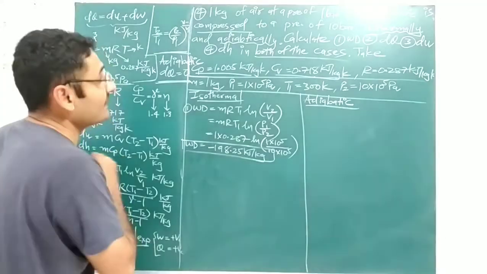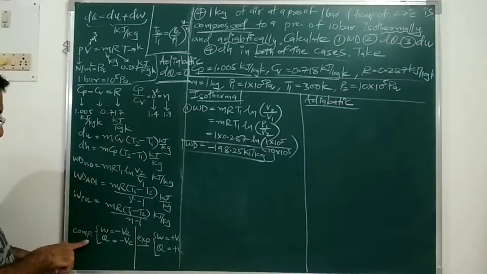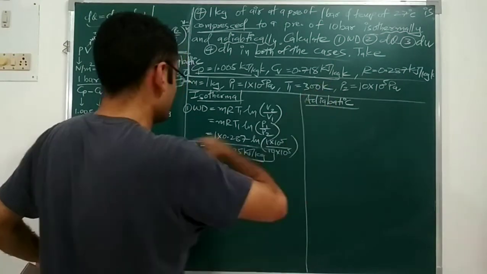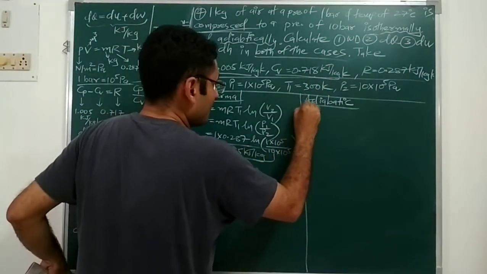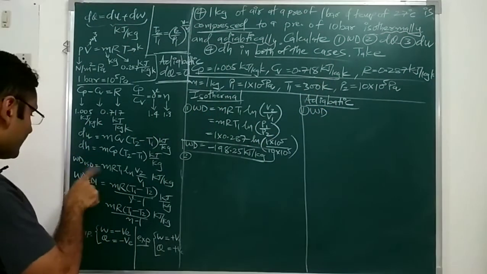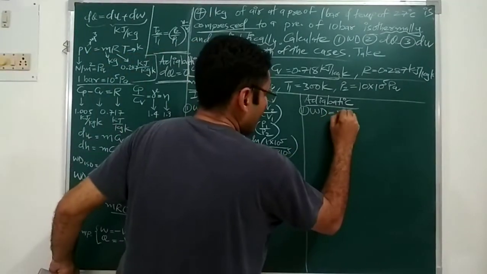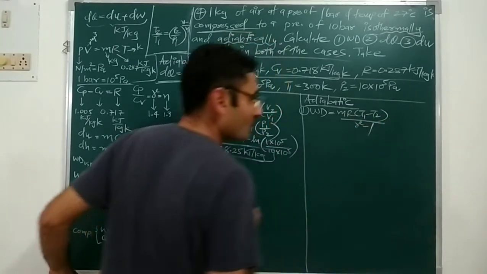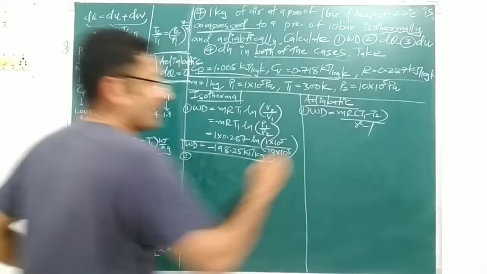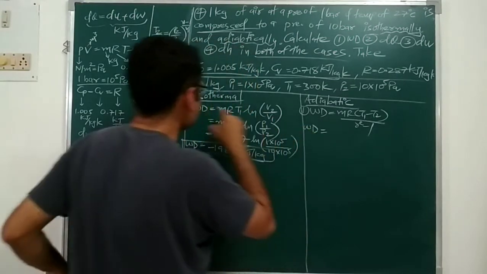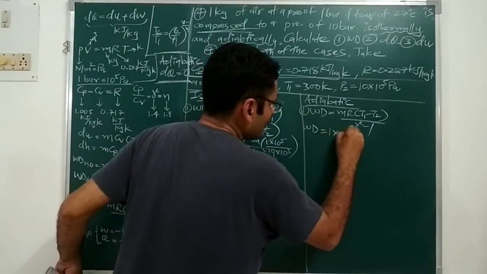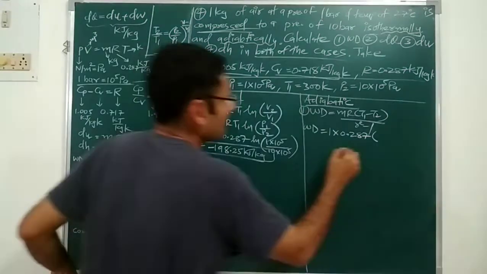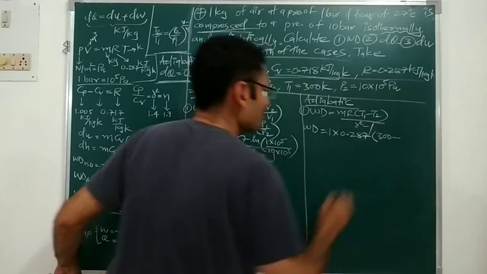Why negative sign? Because of compression; there is a negative sign for heat transfer also. Second question is what? First of all, we will complete over here. Work done by the adiabatic process is M R (T1 minus T2) upon gamma minus 1. M is 1, so the answer will be in kilojoule per kg. 0.287 into (T1, which is given, 300 Kelvin, minus T2), which you have to calculate.